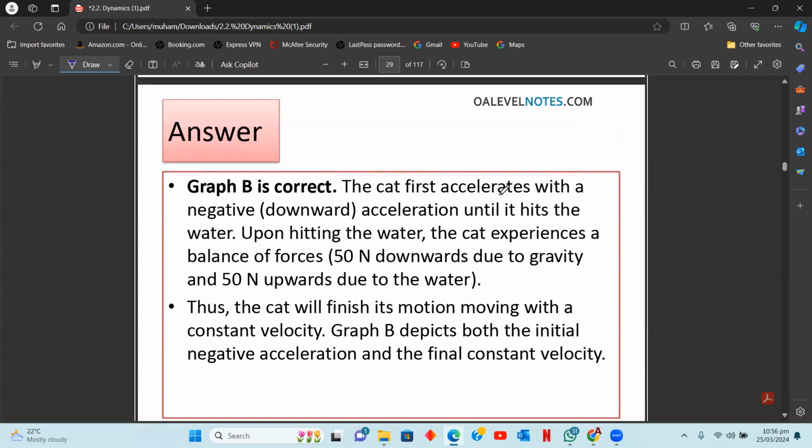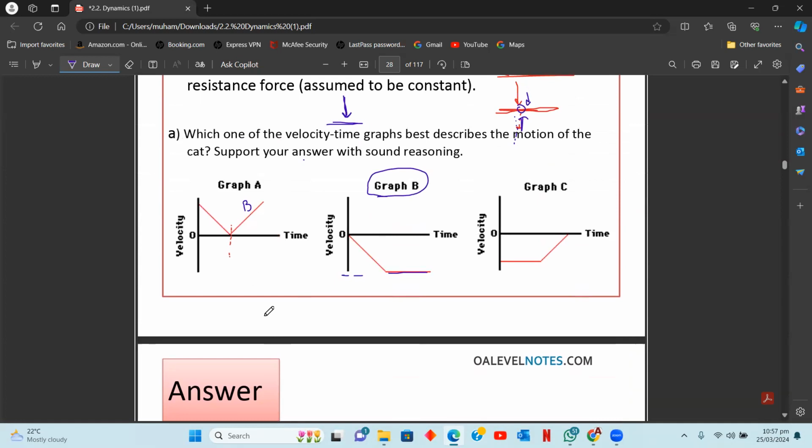Graph B is correct. The cat first accelerates with a negative downward acceleration until it hits the water. Upon hitting the water, the cat experiences a balance of forces, 50 Newton downward due to gravity and 50 Newton upward due to water. Thus, the cat will finish its motion moving with a constant velocity. Graph B depicts both the initial negative acceleration and the final constant velocity. You see, in this type of question, when you draw out an explanation, you also need to refer to the shape of the graph, to why you exactly went on to draft this explanation. Okay? What made you think that this is the right answer?